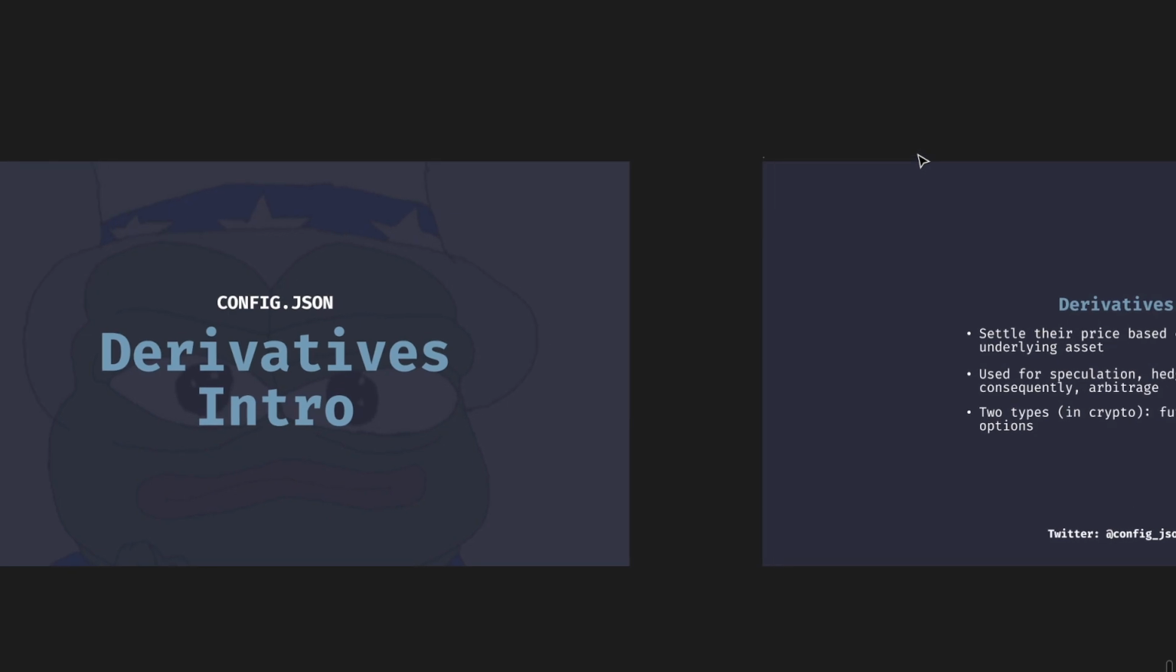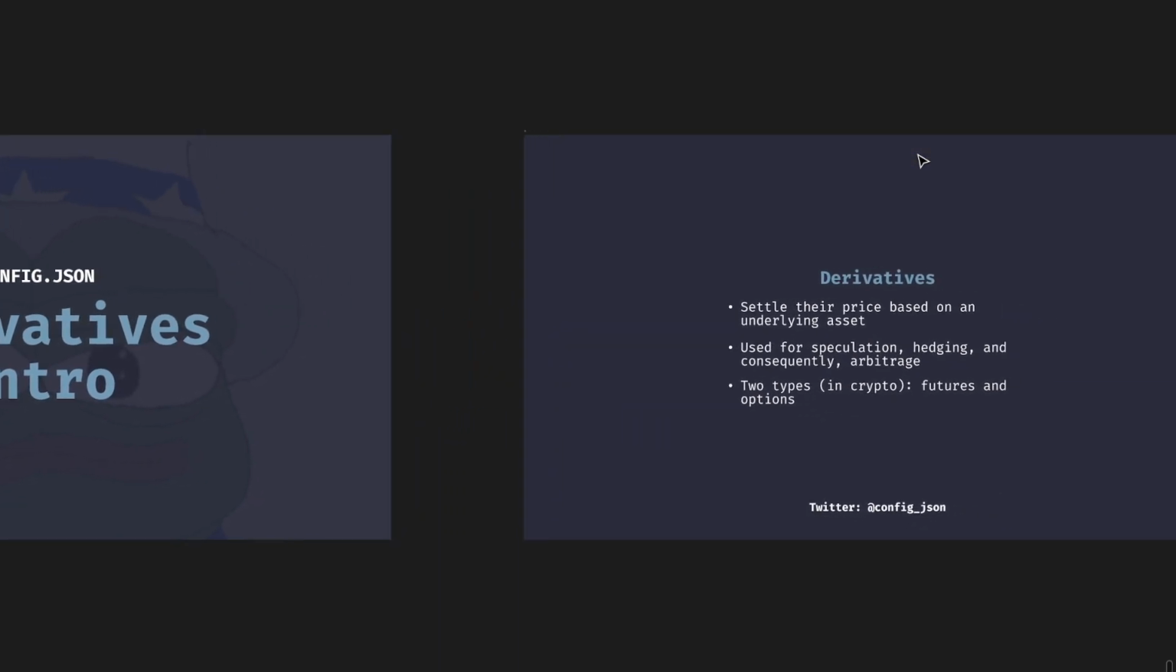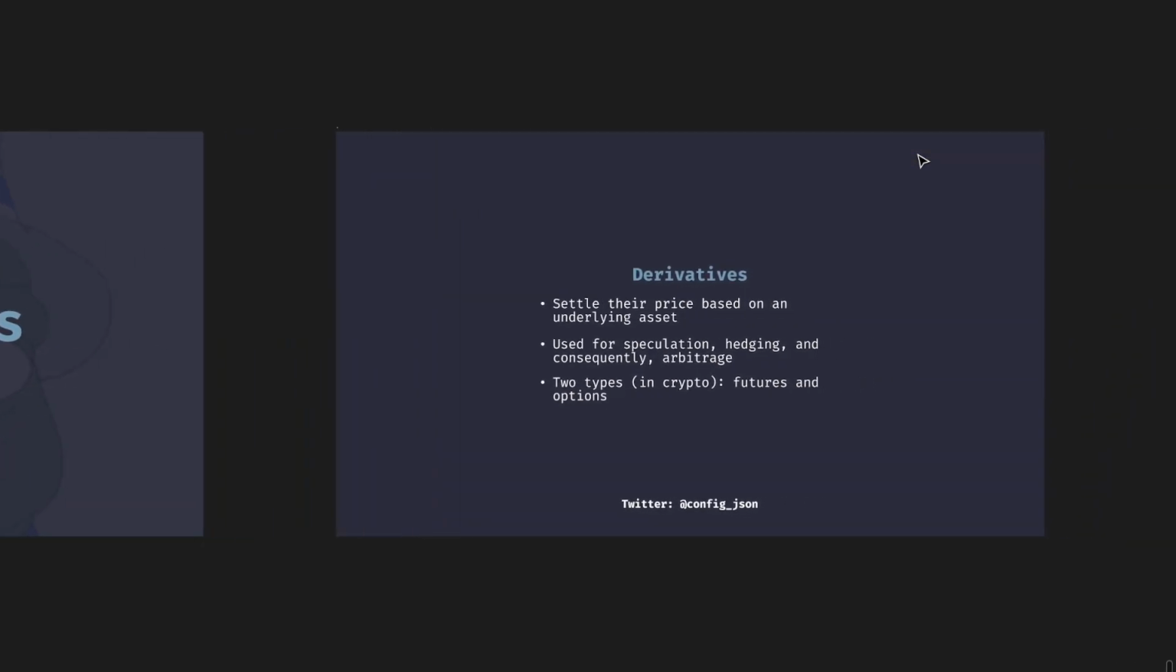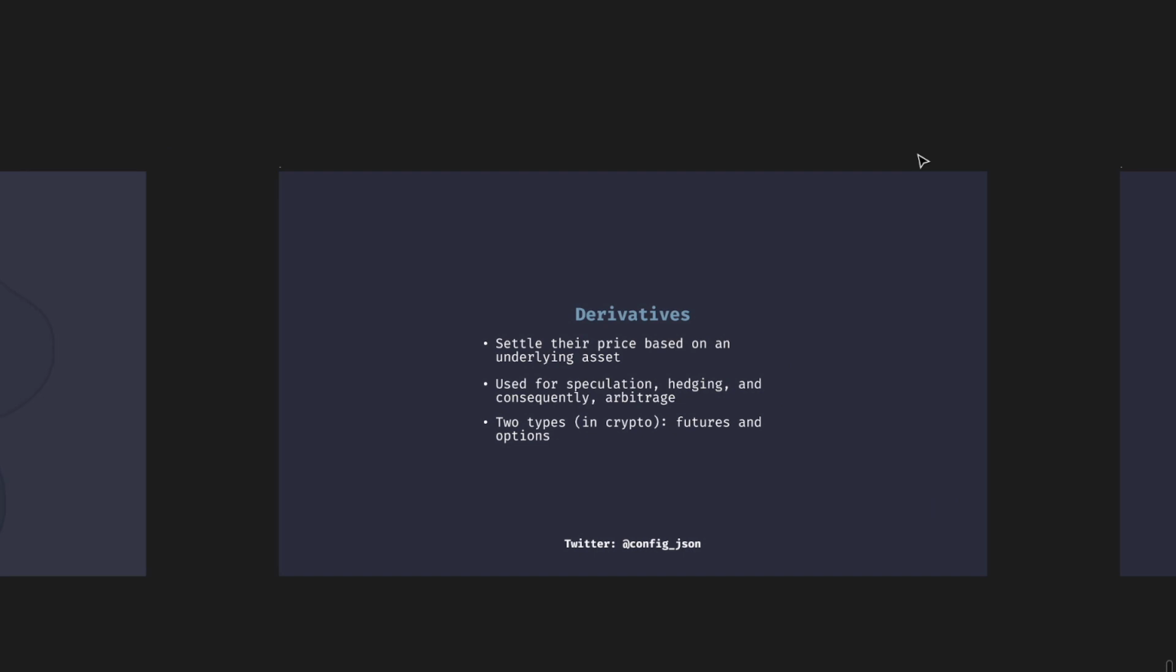So in first place, and oversimplifying, a derivative contract settles its price based on an underlying asset and gives you the right to buy or sell that asset without having to own it. So basically you can buy BTC without having to own a BTC. Okay, which sounds quite logical for now.